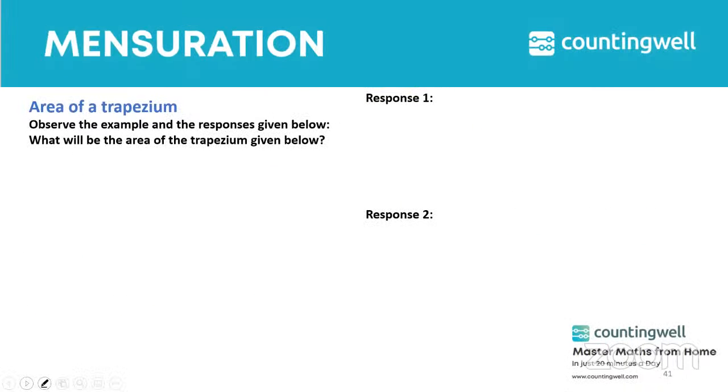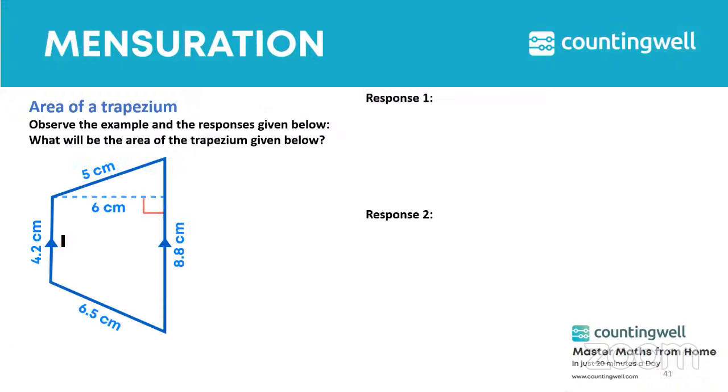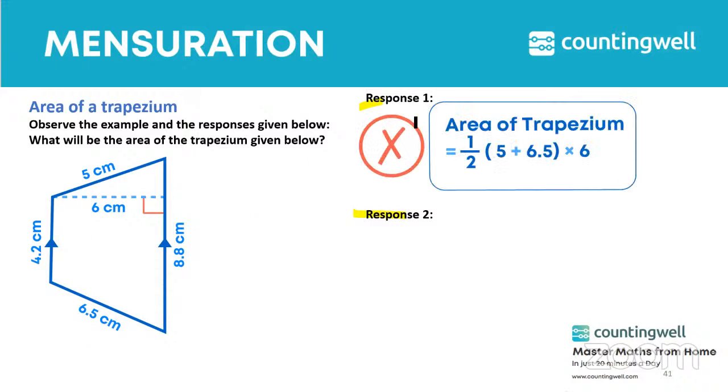Let us see how to find the area of a trapezium. We'll observe one example here. The area of a trapezium is given by two responses. Let us see the two responses given by two kids. The first kid says the area of a trapezium is half into 5 plus 6.5 into 6. What he has done is taken 5 as the addition of the non-parallel sides, and the height as 6 centimeter.